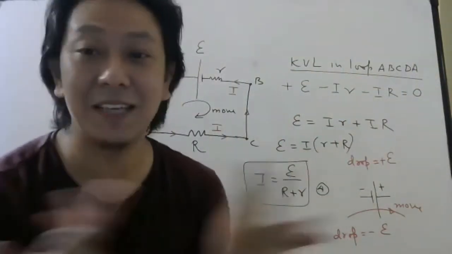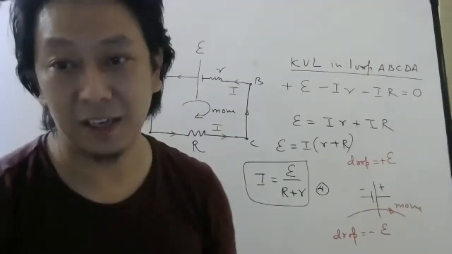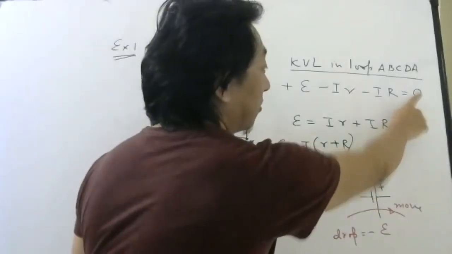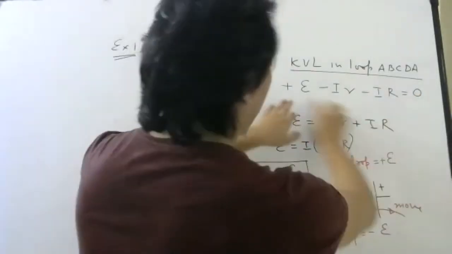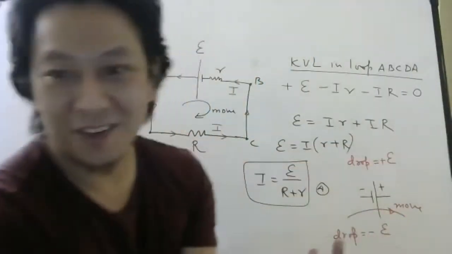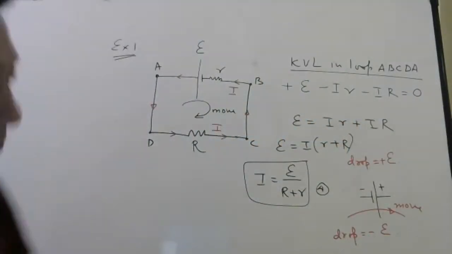So it really doesn't matter whether you take potential drop positive or negative, as long as it is a loop, as long as this is equal to 0. Because if this is equal to 0, you can take all of them that side, then also it is 0 only. So this will become negative, these two will become positive. Right now.